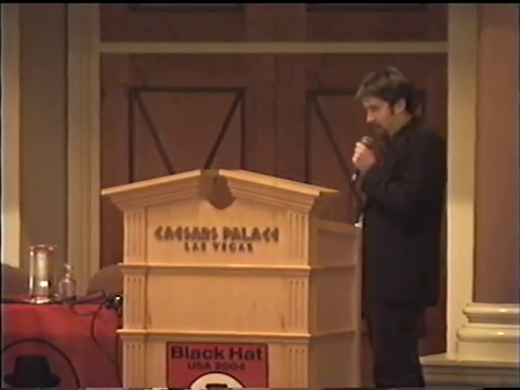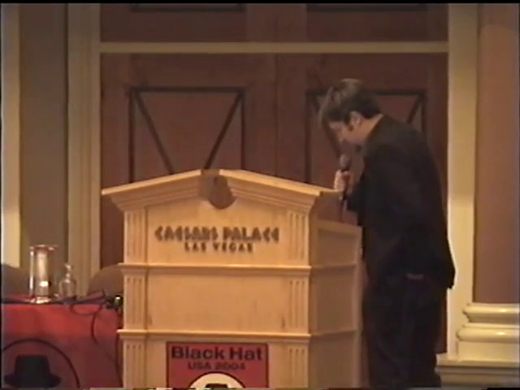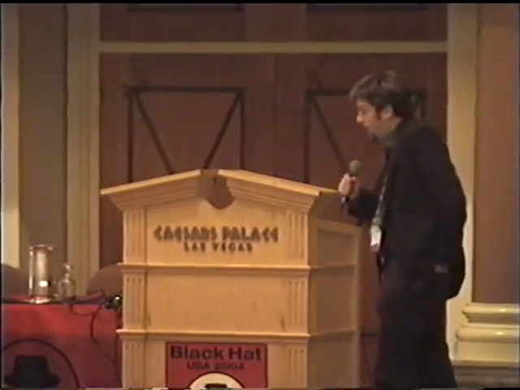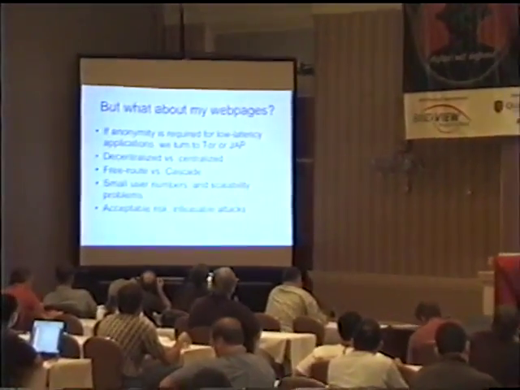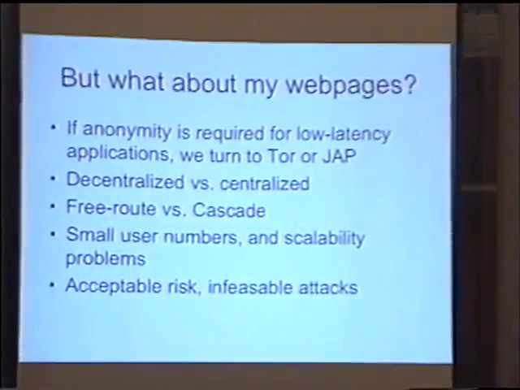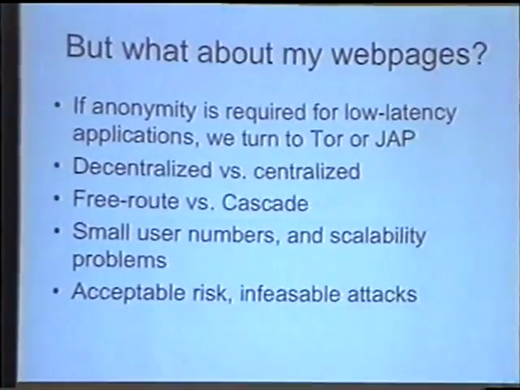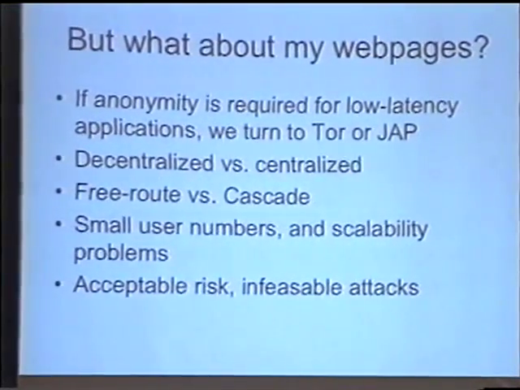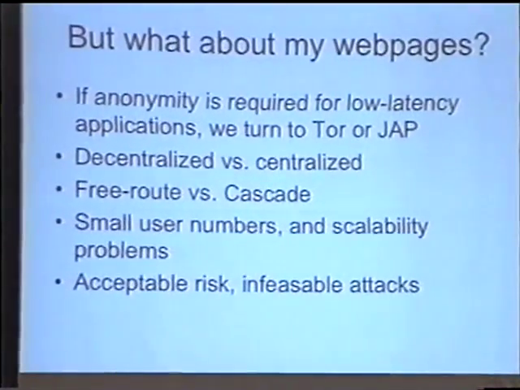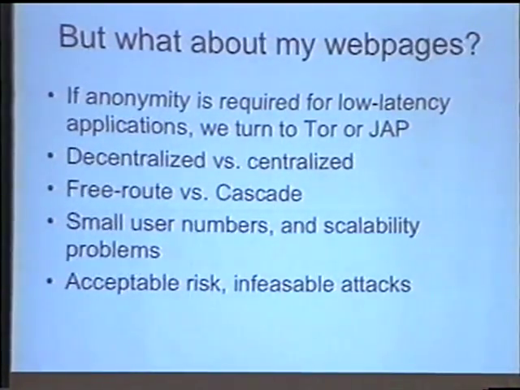So what about low latency? I want web pages. I don't want to wait a half an hour for each one to load. Tor and JAP are the most widely used and, at the present, best solutions for this. There's two major differences between Tor and JAP. Tor is a free route system. It allows users or the user's clients to select their own paths. JAP picks paths as part of a cascade. There's a fixed route that messages will always travel, and they're always created that way. You always go A, B, C, D, whereas with a free route, it is random.